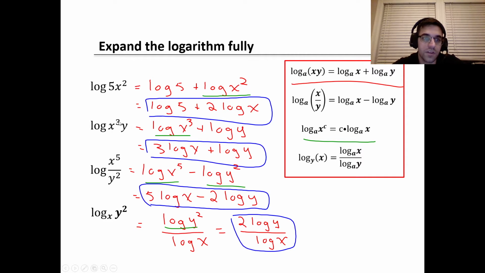Log of x cubed times y would be log of x cubed plus log of y. And since the x cubed has a power of 3, we can bring that 3 out front as a coefficient of log of x.